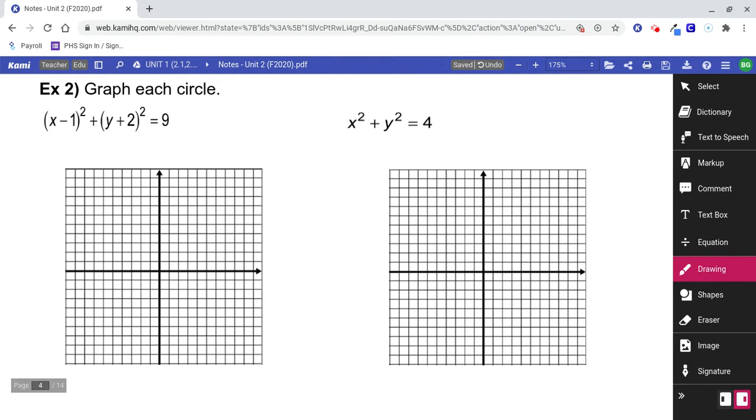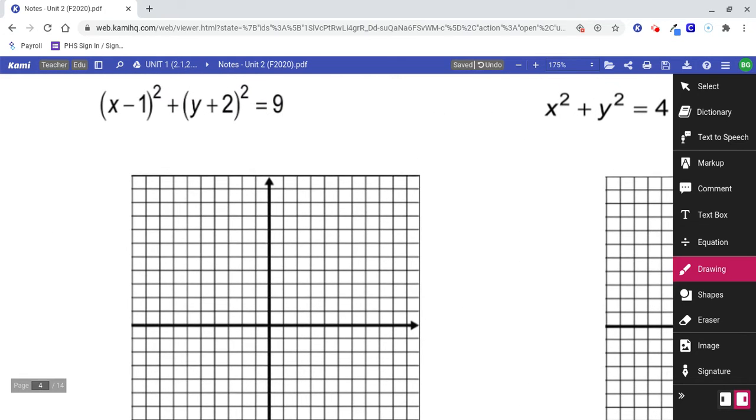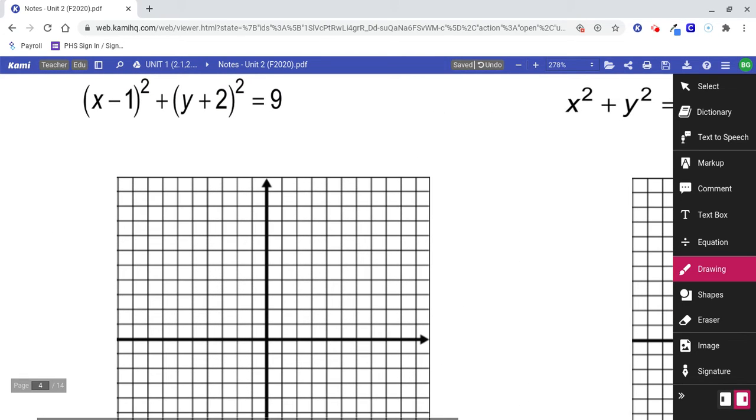Example 2, graph each circle. So they're giving you that equation in center radius form. First thing you probably want to do is identify the center, right? Okay, the center of that thing looks like it's at 1, negative 2. And the radius is 3, right? Because r squared equals 9. So basically you're taking the square root of that 9.